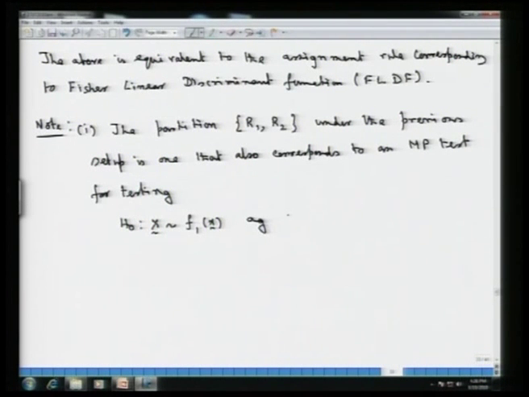This is to be tested against an alternate hypothesis, say HA, that x is following f2(x). So, in terms of our classification problem, we are saying that x is in the pi 1 population, that has got this f1(x) density, versus the density corresponding to the second population. And hence, if we are looking at the most powerful test for testing this null hypothesis against this alternate hypothesis, then what are we going to do? We are going to use the Neyman-Pearson fundamental lemma.